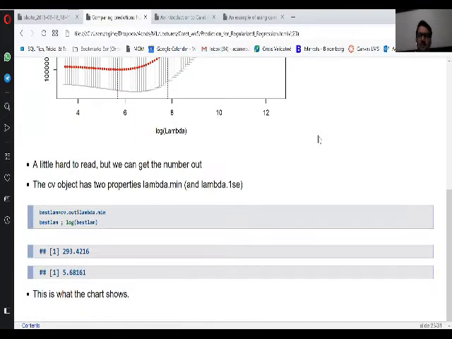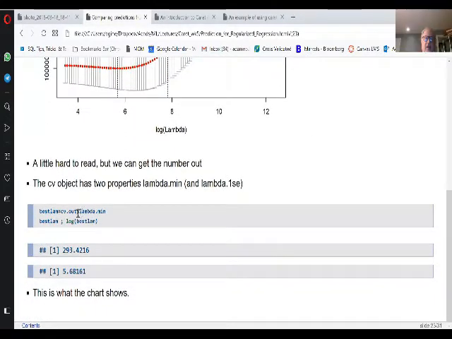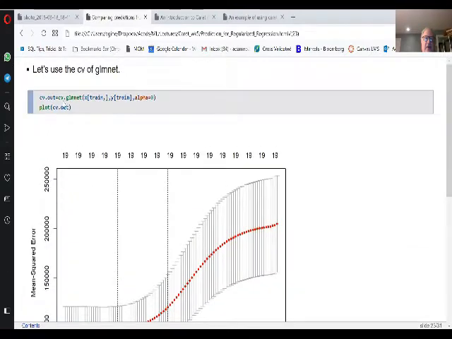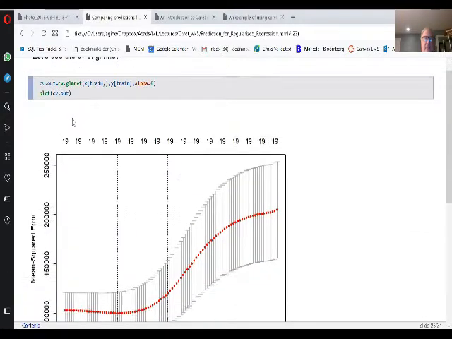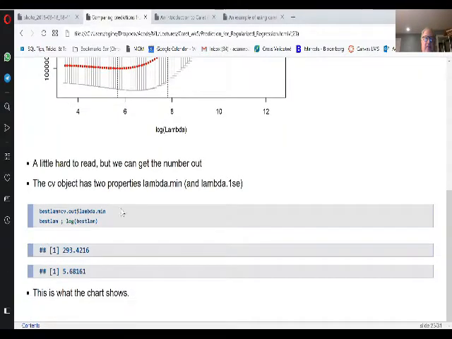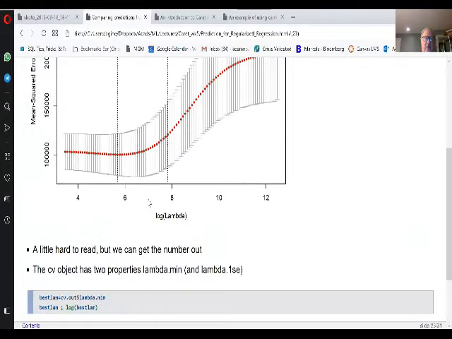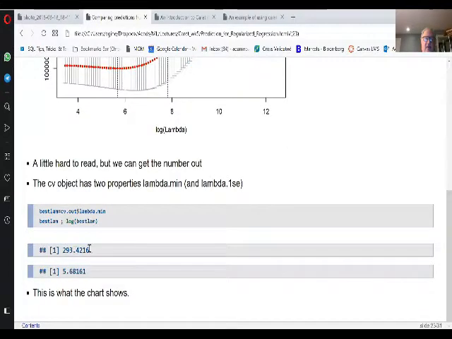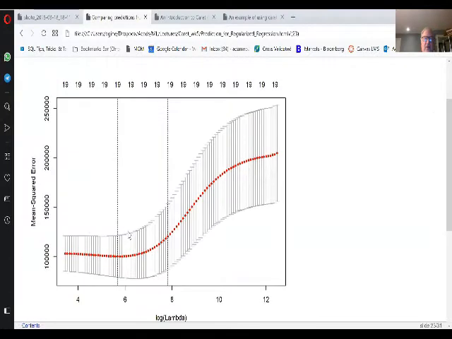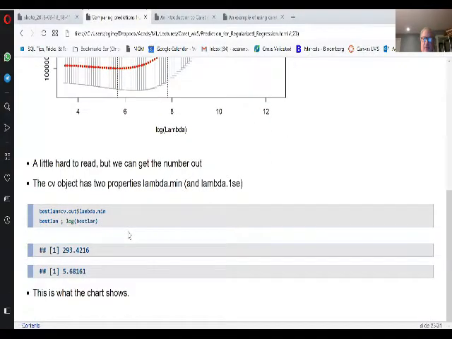Okay, and if we want to know what it is, this CV. Remember, I just called the object CV.out. One of its properties is the minimum lambda. And it said the best lambda is 293, and I was right, because this is giving you the logs of the lambda, and I said it's about 6, and the log of 293 is 5.68. So that's the best lambda to use.